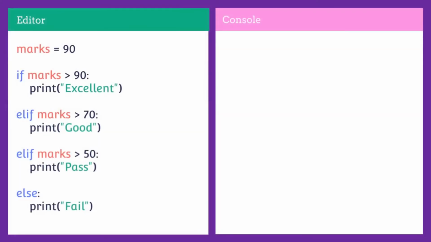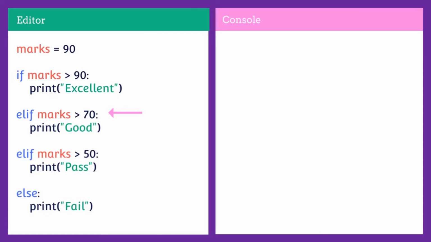Let's say in this example, we have variable marks having value 90. First, using if, we check whether marks are greater than 90. So we write if marks is greater than 90, then print excellent. Elif. Elif is short form of else if. So we can read it else if.